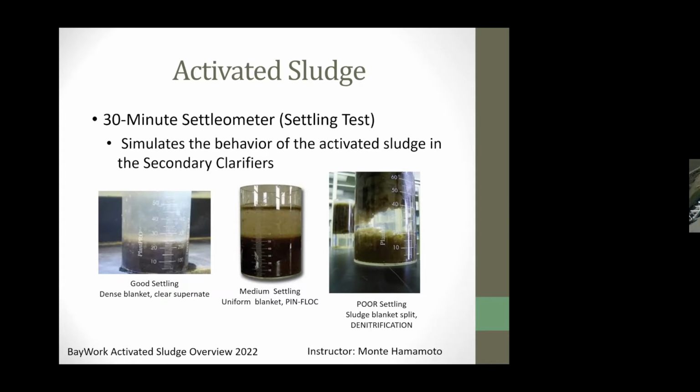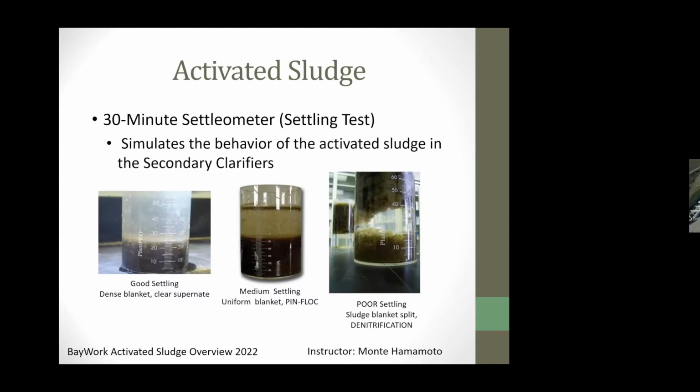You want a nice dense sludge blanket, because that's what's getting picked up as your RAS and returned to your activated sludge system. Also, the water on top, which is what's being displaced and going over your secondary weirs, is going to be nice and clean. Or do you have pin floc, like the second picture in the middle? Well, that's telling me it's not settling all that great, and I've got some issues going on in my activated sludge system. Or after 30 minutes, the sludge splits.